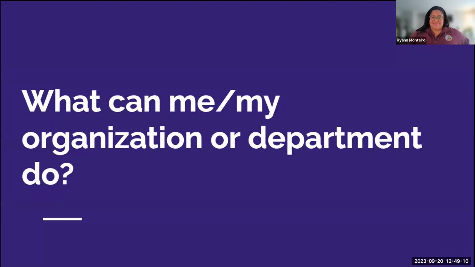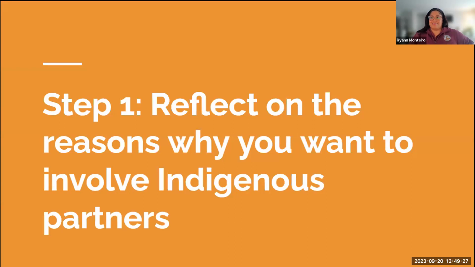So a major question that I always get is, what can me or my organization or department do? And the answer is probably not what you want to hear at first, but it doesn't make it any less true. So step number one is reflect on the reasons why you want to involve Indigenous partners. I know that there's a lot of planning folks on the call, or just people representing different town or state departments. And it's important to do the internal work, because trust me, when it is a DEI checkbox, it is very apparent.